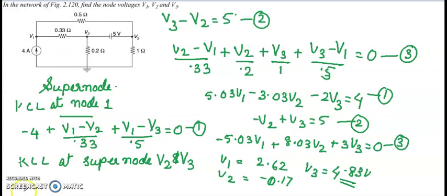And in the next class, I will be explaining to you the super node with dependent sources analysis.